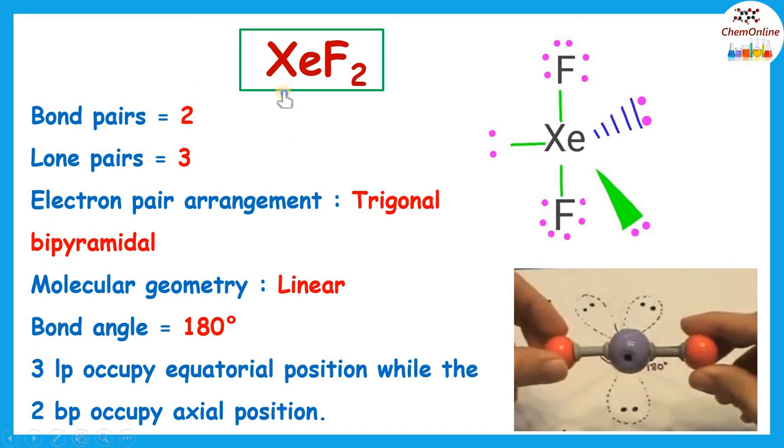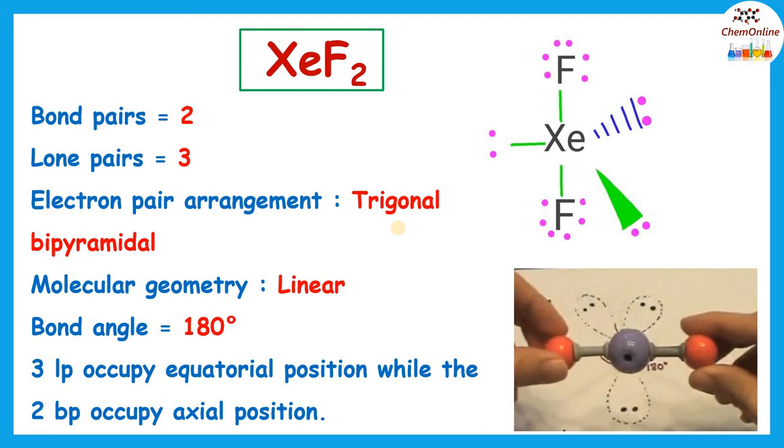Out of these 8 valence electrons, 2 electrons form bonds with the 2 fluorine atoms. So the number of bond pairs is 2. There are 6 electrons remaining on the central xenon atom. These 6 electrons form 3 lone pairs. So we have 2 bond pairs and 3 lone pairs. So total 5 electron pairs on the central atom. According to VSEPR theory, if there are 5 electron pairs, we expect a trigonal bipyramidal geometry.